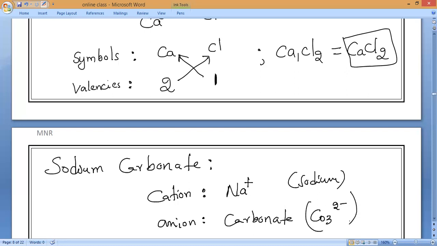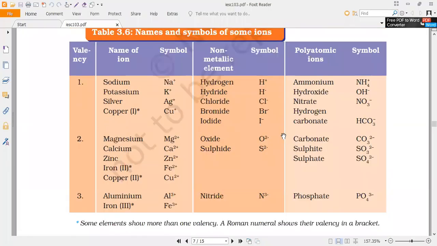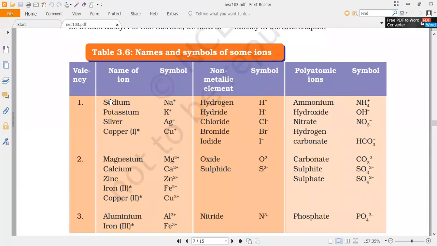So now you can check in our book also. You should learn, that is what I said. If you want to write the chemical formula, you must know this tabular column fully. So that's sodium carbonate. Check it, everybody. Sodium is present here. What is the sodium? Check it here. Sodium Na plus. Na plus means +1.